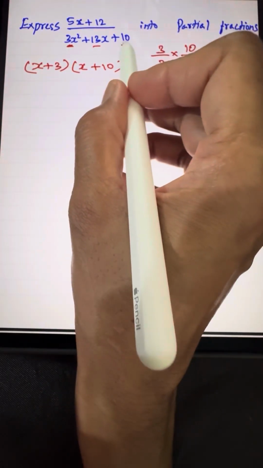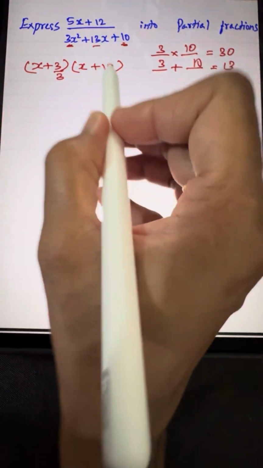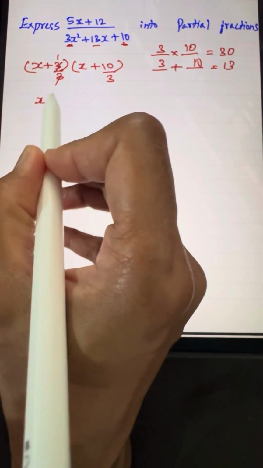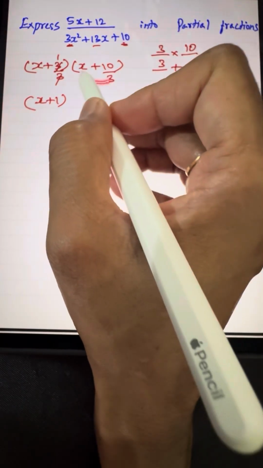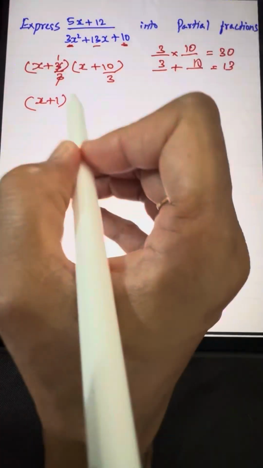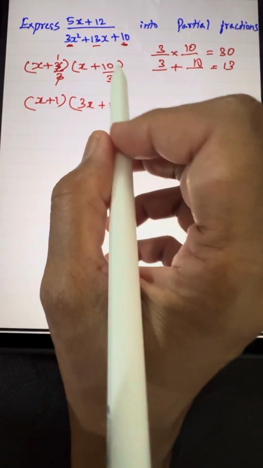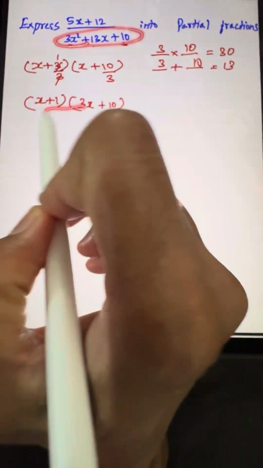But this is not done yet, because we multiplied this 3 with this 10, we need to divide this by 3. Just simplify this, it will be 1. So this is x plus 1. Here we cannot simplify this, so you take this 3 and multiply with this x. So 3x plus 10. So these are our factors. Replace the denominator with these factors.